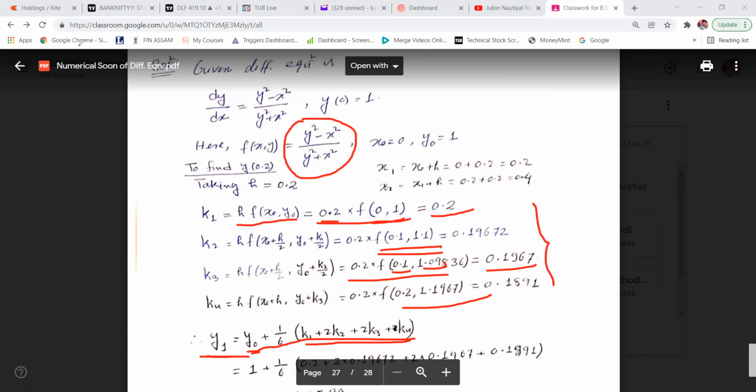So this will give us the value of y at x is equal to 0.2. Then you go for the next approximation, and that will give the value of y at x equal to 0.4.